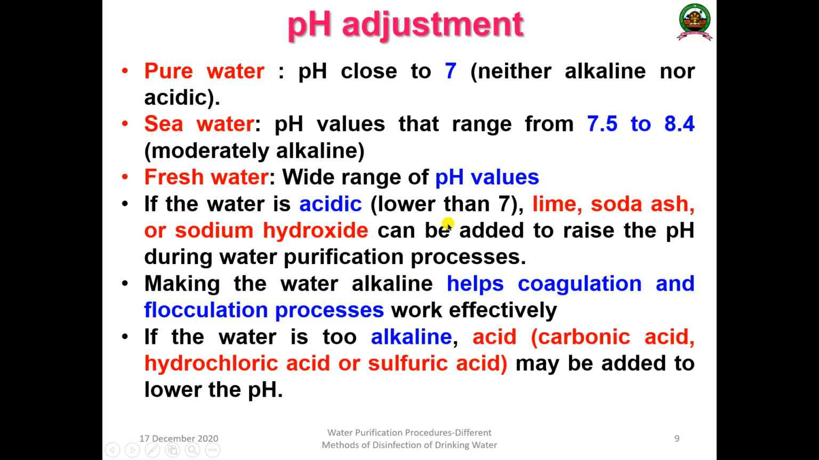If the pH is very low, you need to increase the pH. That helps to coagulate or flocculate, which will remove a significant proportion of microorganisms. If the water is too alkaline, you can add a weak acid like carbonic acid, or some strong acid in a very weak concentration, hydrochloric acid or sulfuric acid, and that can be used to lower the pH.